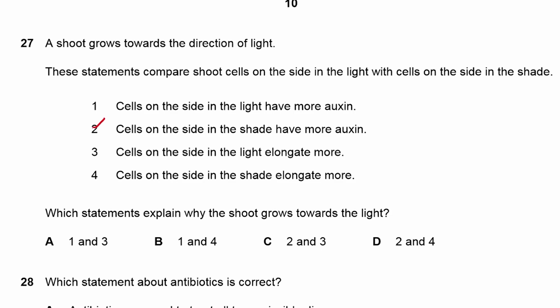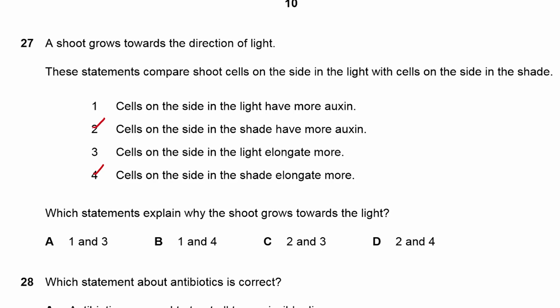Cells on the side of the light elongate more. Cells on the side of the shade elongate more. So the side with more oxygen elongates more. These two are correct. Okay. Which statement explains why the shoot grows towards light? It grows towards light because there's oxygen. They have more oxygen. Apart from having more oxygen, the oxygen promotes more elongation. So that is sentence number 2.